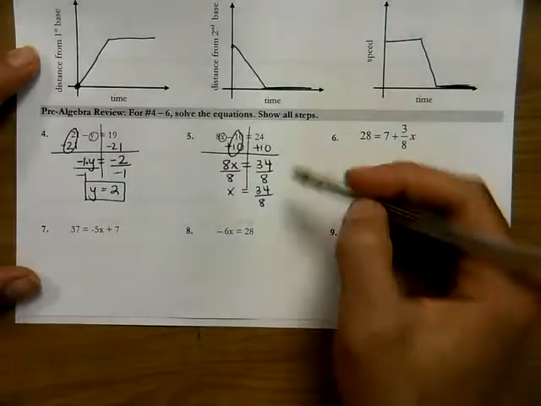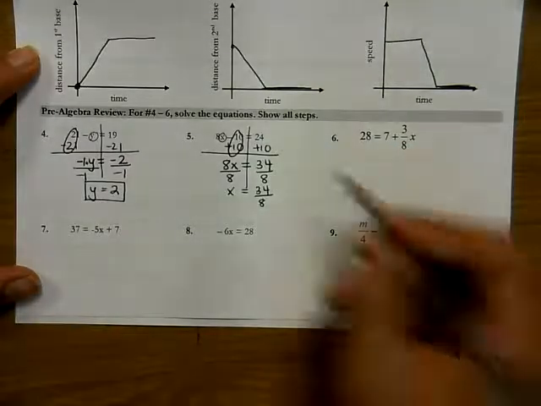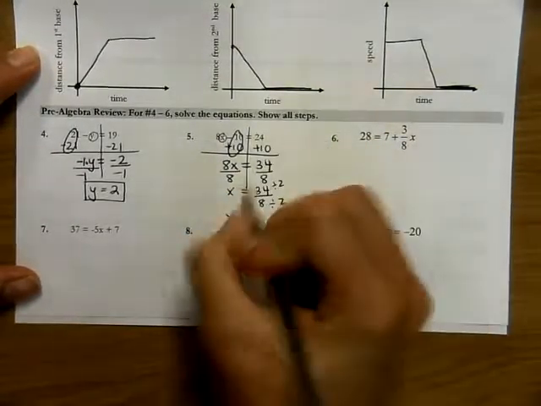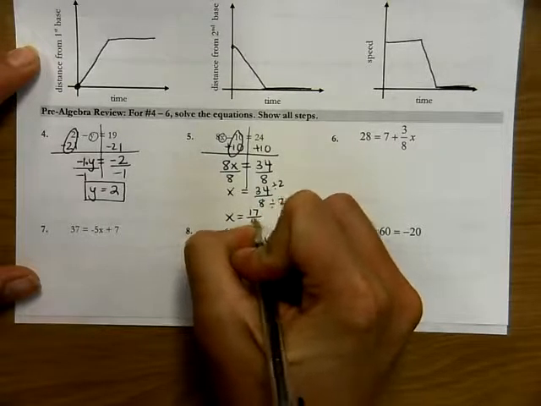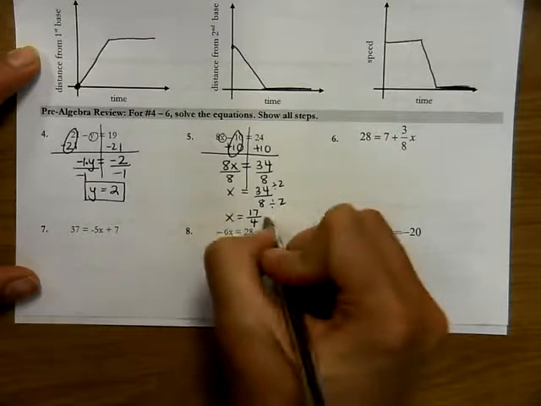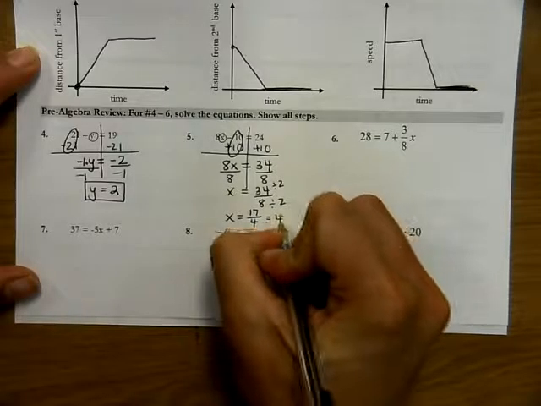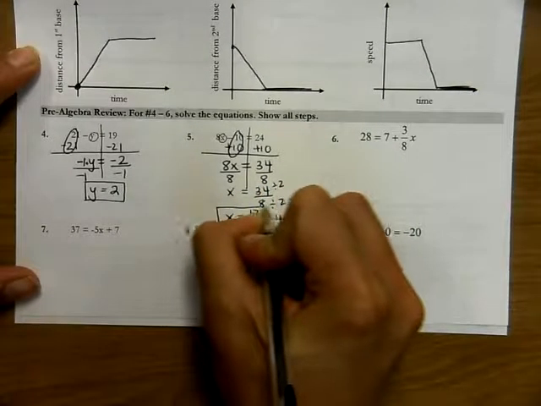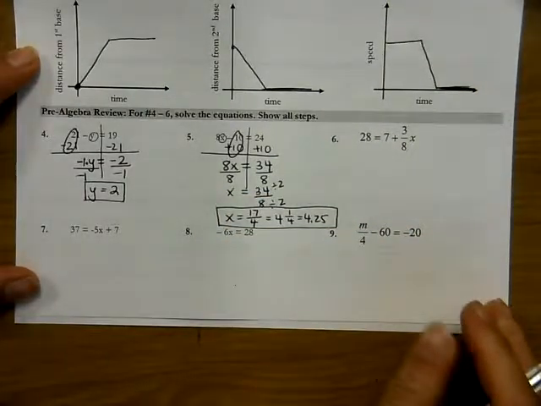If I simplify that fraction, I see that both of these are divisible by 2. So if I divide both by 2, I get that x is equal to 17 divided by 4, or 17 fourths. That would be the same thing as 4 and 1/4, or 4.25. All of these answers I would accept.